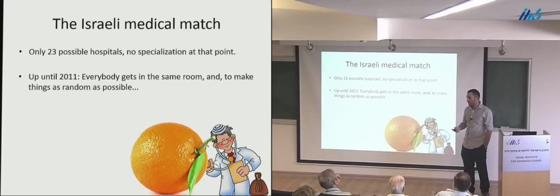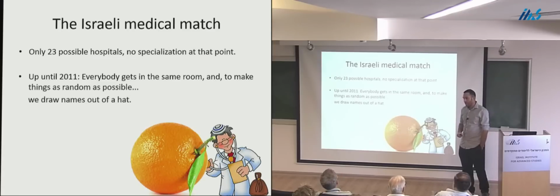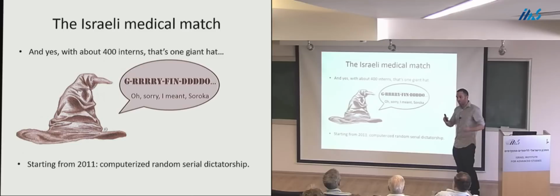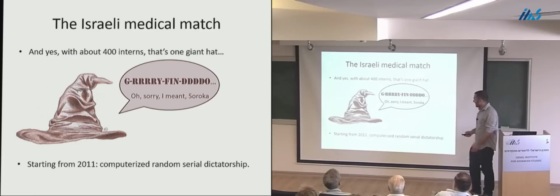What's the most random thing you can do? You draw names out of a hat. Hat is the most random thing you could do. And yes, it's a big hat. And yes, they are not the first people to use a hat to sort people into positions. And no, I'm not going to talk about magical sorting hats as a way to solve the assignment problem.